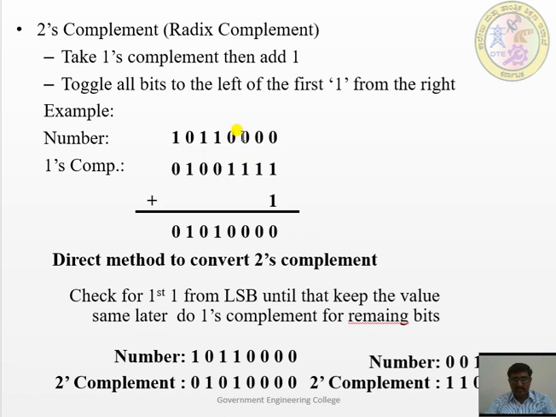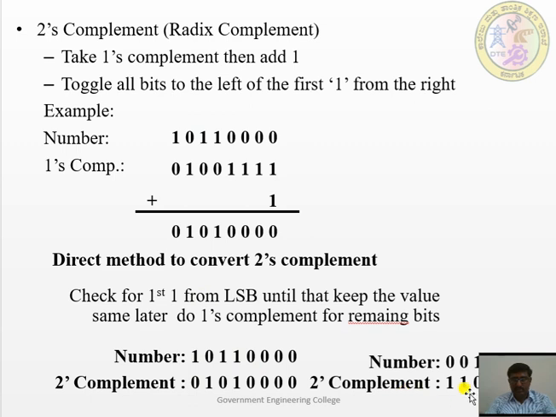For the same number, if I want to do it directly, 4 zeros are placed here, and on getting the 1, I am keeping it the same. The remaining bits are 1's complement, that is, for 1 it is 0, for 0 it is 1, and the value will be obtained.